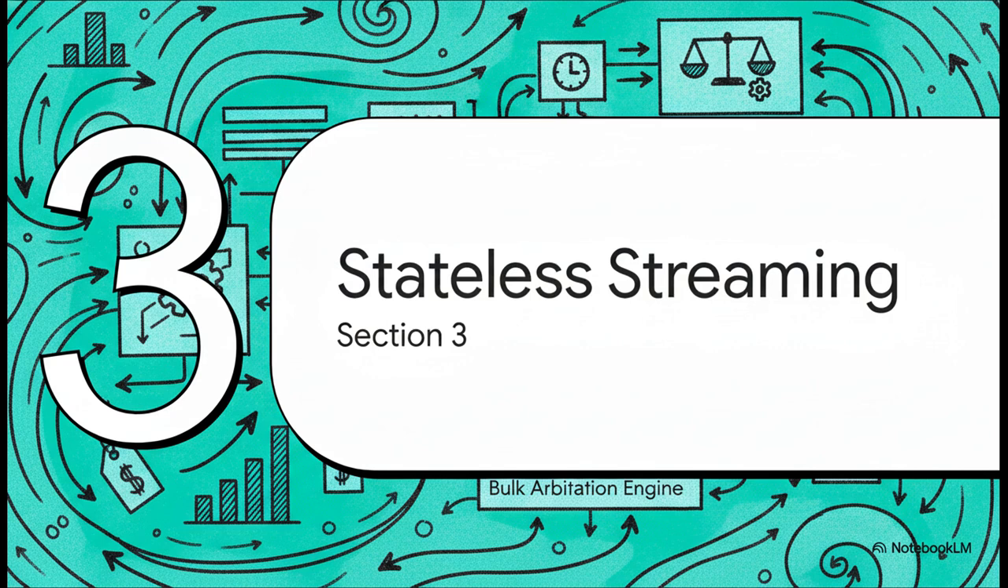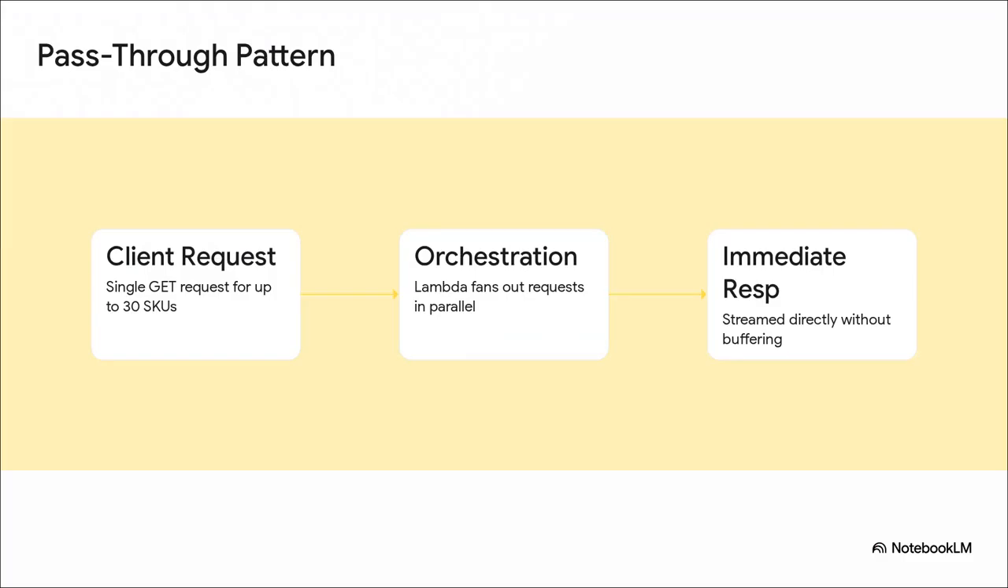All right, Section 3, the stateless streaming solution. So how did they fix it? They completely tore down the old cache and adopted a pass-through pattern driven by a real-time bulk arbitration engine. Here's exactly how the new flow works.